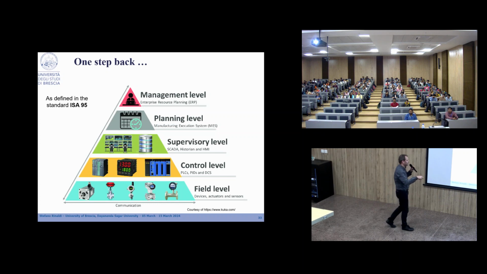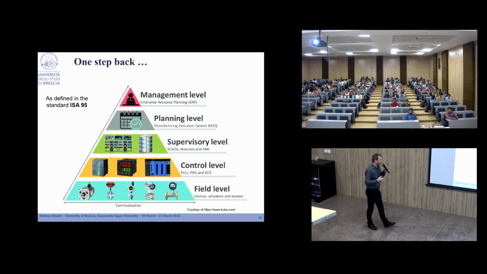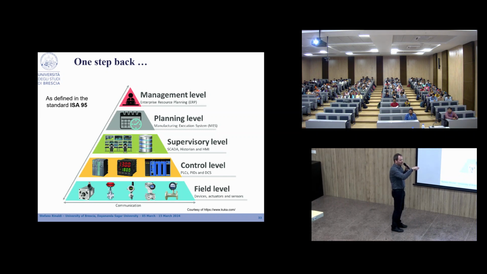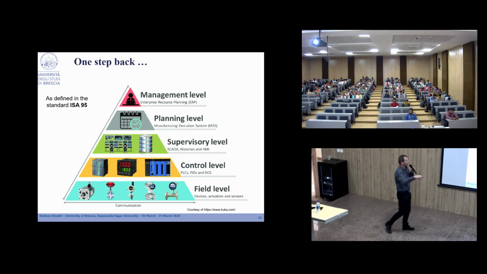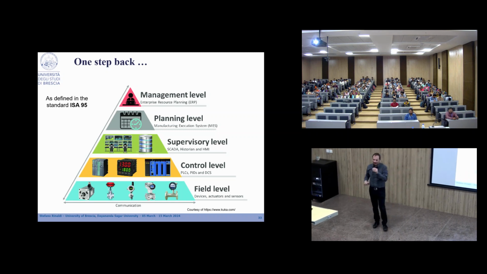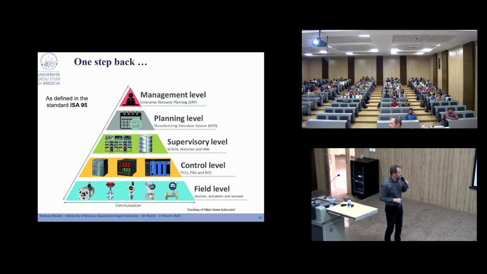So the sensor at field level can exchange data with the control level, with the PLC. The PLC aggregates this information and provides the information of the sensor to the supervisory level. The SCADA system acquires the information from different controllers in the plant, aggregates this data, and provides an aggregation of this data to the planning level, to the manufacturing execution system.